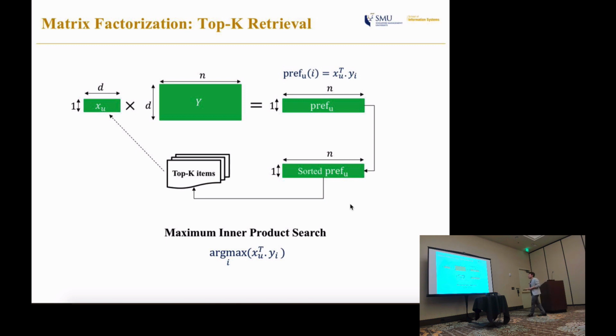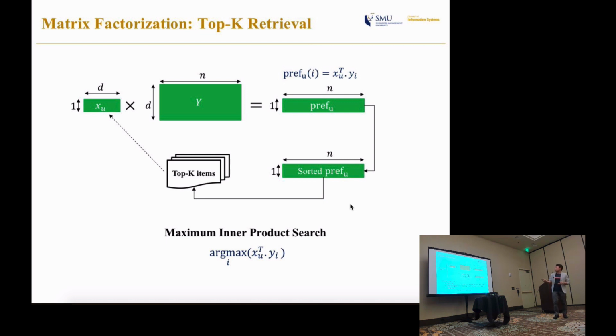That problem is known in the literature as maximum inner product search. The idea is that given a vector XU, find the vector yi that has the maximum inner product when we multiply it with XU. The top K of those will be the recommendation.